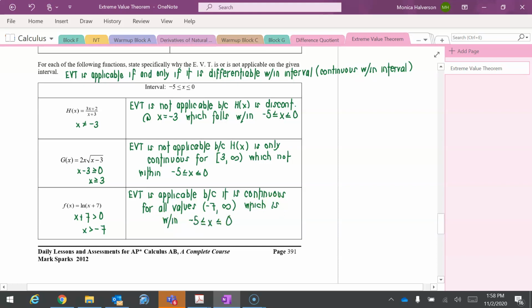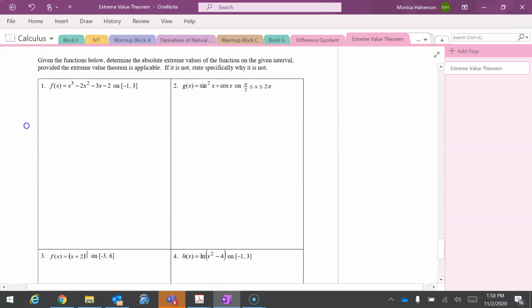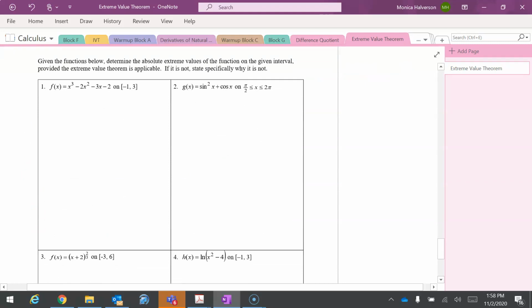So what's really important is that even before you try to use EVT, you have to make sure that the function is continuous. So let's look at our first example here. f of x is equal to x to the third minus 2x squared minus 3x minus 2. The first thing you can automatically say is this is continuous for all real numbers. So right away, EVT is applicable, so we can use it to find the absolute extreme values. The first thing you're going to do is find the critical points.